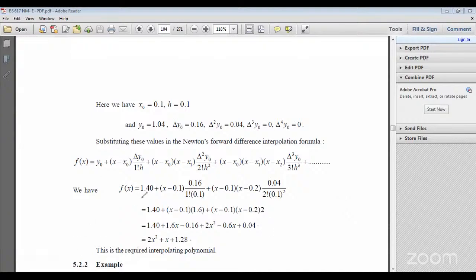So therefore 1.40, this way I am applying the values: 0.16 by 1 by 0.1 times (x minus 0.1), plus (x minus 0.1)(x minus 0.2) by 0.04 by 2 factorial 0.1 whole square. So I am simplifying this equation. Multiplying 1.6 into x, that is 1.6x minus 1.6, then 2x square, and the result is 2x square plus x plus 1.28.